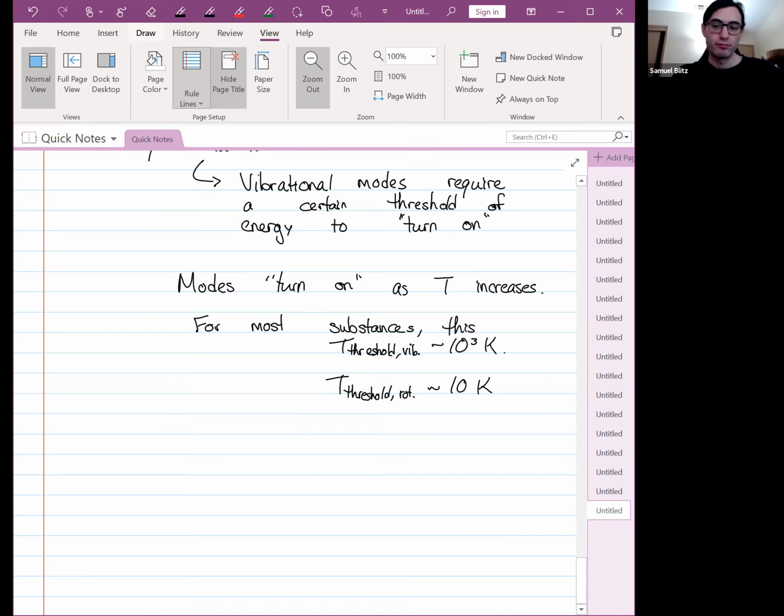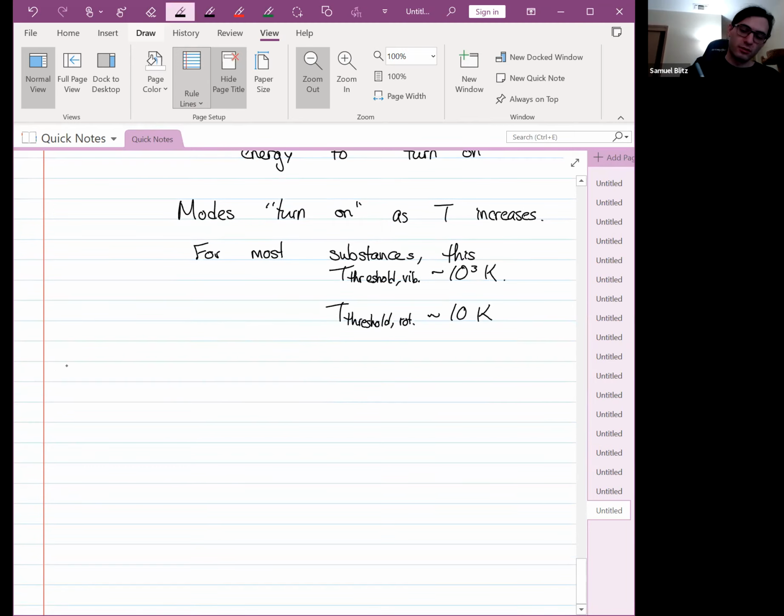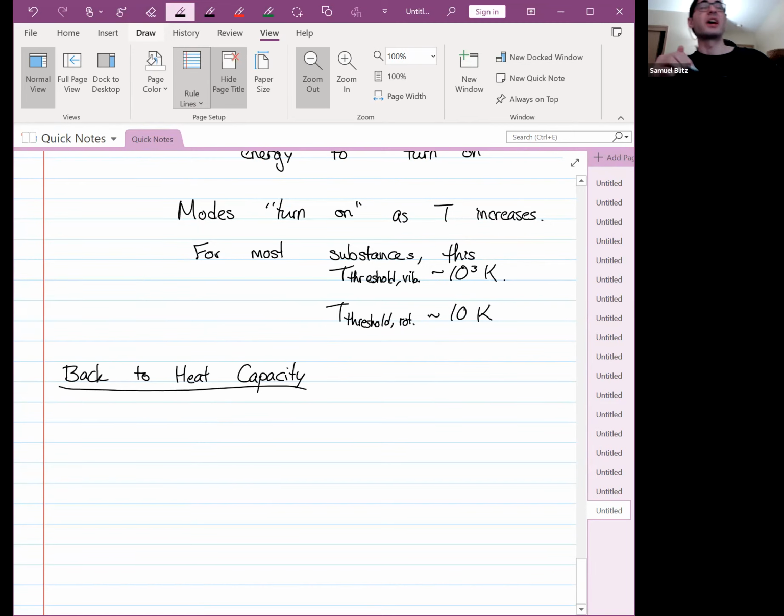Now, with that said, we can go back and talk about heat capacity. I promise this is all going to come together. So we talked about the amount of energy that is in a system of gases. So there's no threshold for translational energy. Yes, that is true. Okay, that's actually not true. The threshold for translational energy actually depends on the size of the box. It depends on the volume.